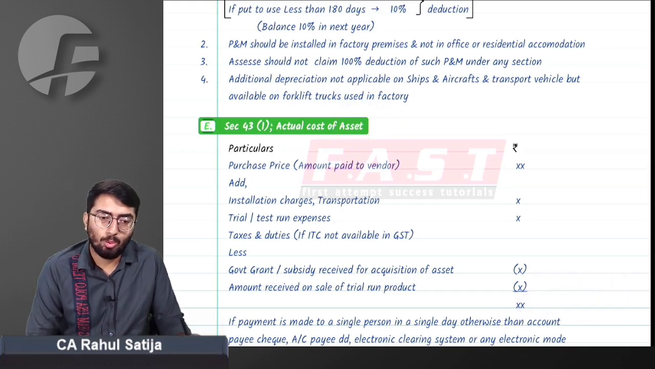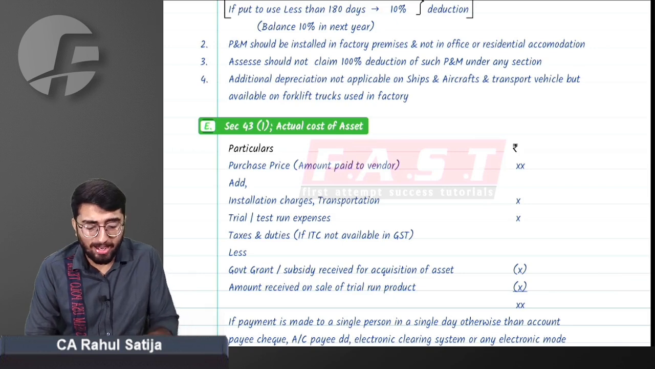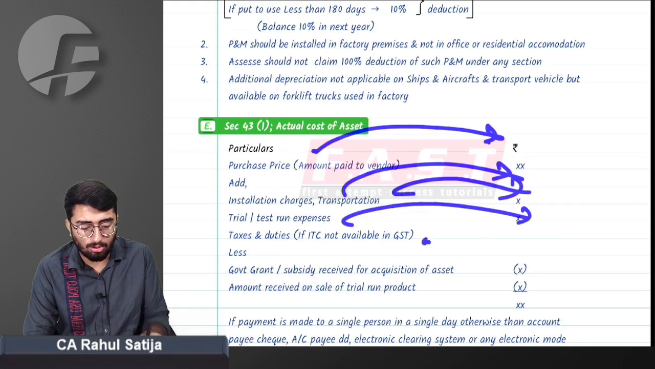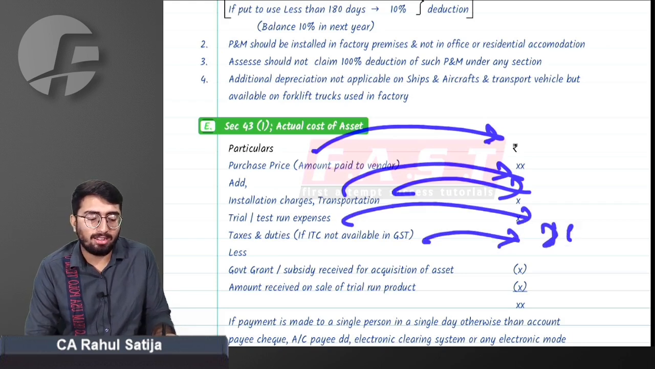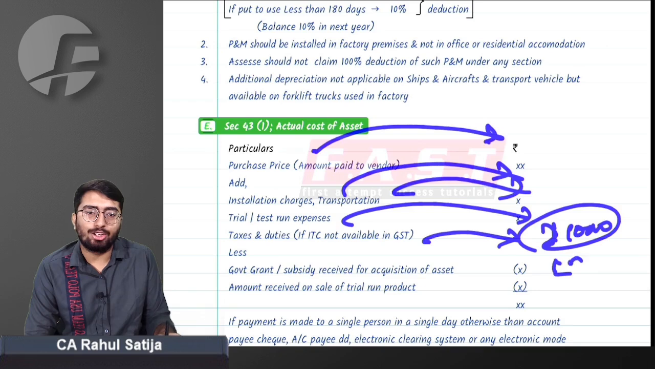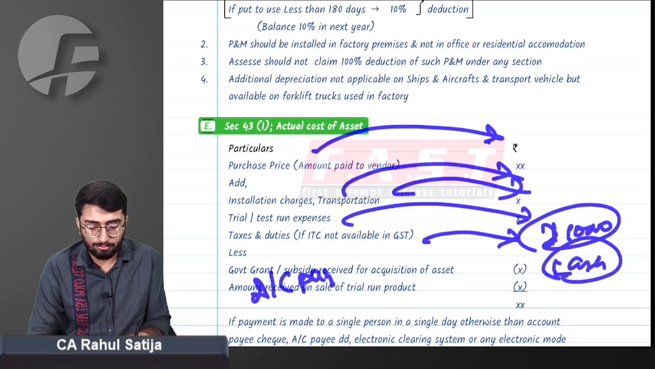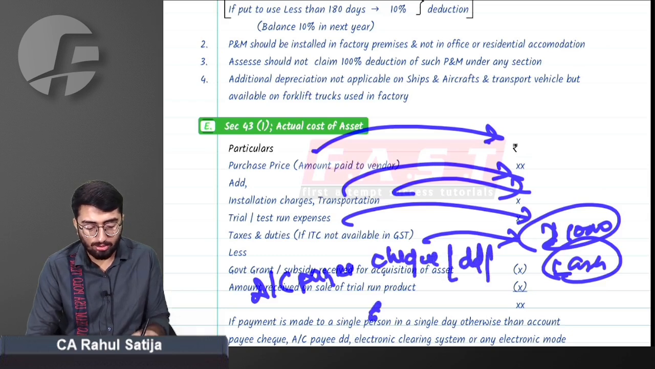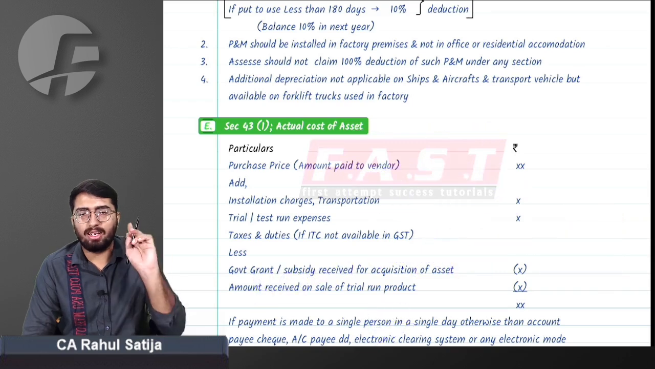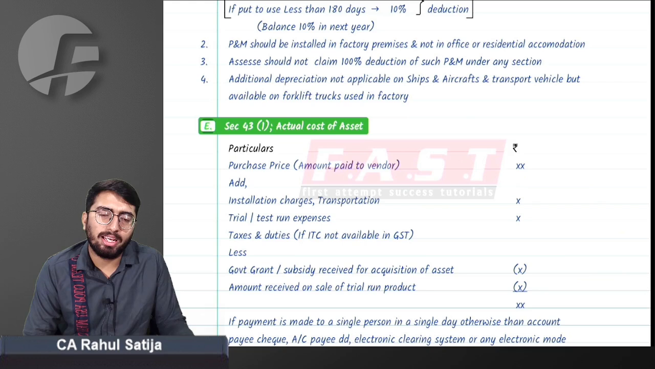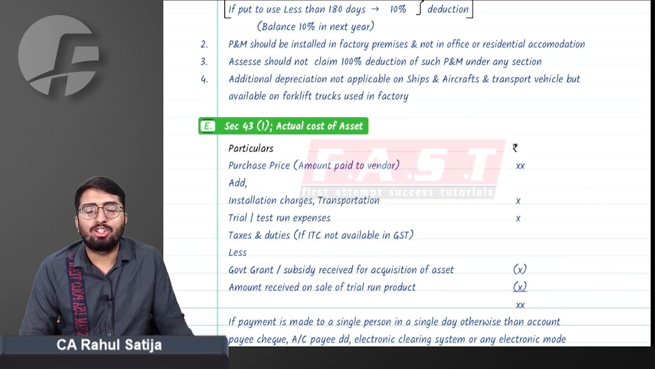Also, one thing to be taken care of. While paying any sum to a vendor, or installation charges, or transporter, or trial expenses, or duties, no amount greater than 10,000 rupees shall be paid in cash. That means you have to pay by account payee cheque, account payee demand draft, or electronic clearing system. You cannot pay any sum via cash, crossed cheque, or bearer cheque.